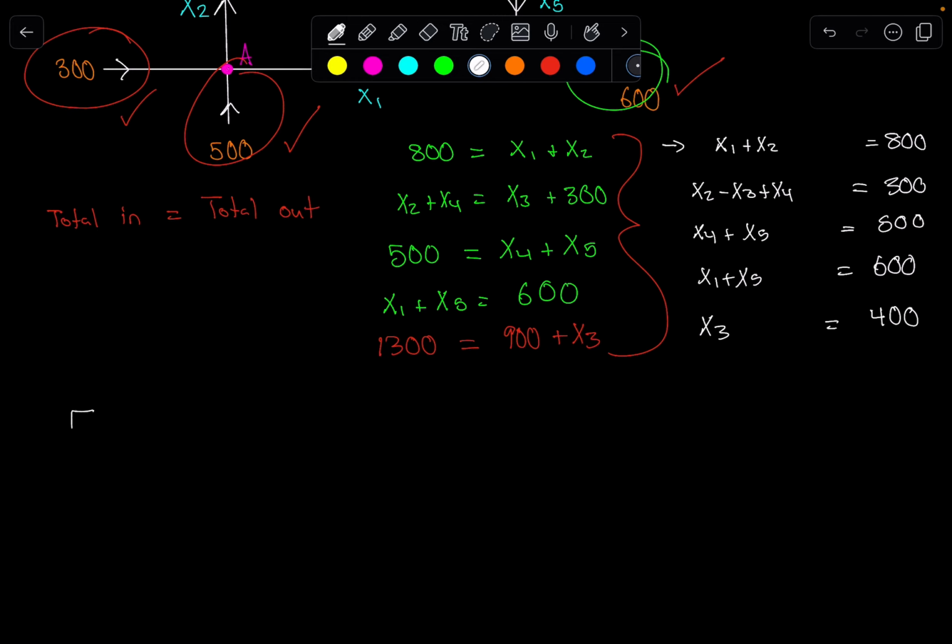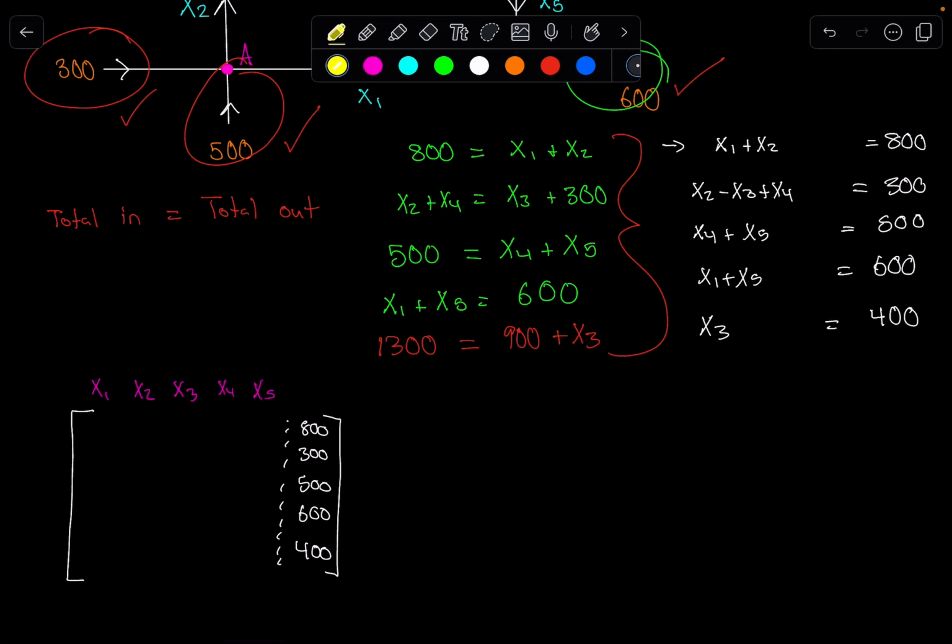And so from this, even though we already have x3, to solve this using matrices, we can set up, this is a non-homogeneous system, but we can set up a non-homogeneous augmented matrix here where we have 800, 300, 500, 600, and 400. And even though we already know what x3 is, I'm just going to do this to put it in. And remember that our first column is going to be representative of x1. This is x2. This is x3. This is x4. The last one is x5.